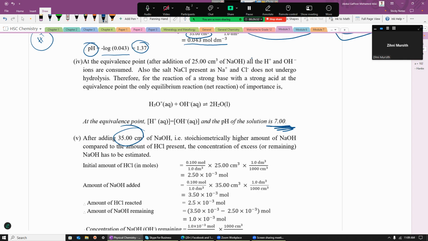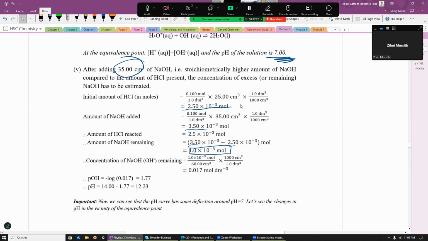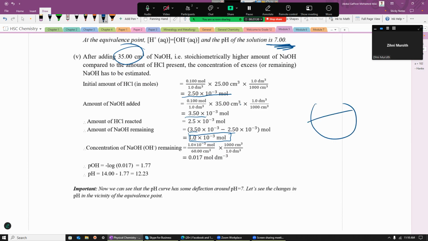So what will be remaining? NaOH will be remaining. So we have to again find the initial amount of HCl, that is, as we already discussed, 2.5, and the amount of NaOH added is 3.5. So 3.5 minus 2.5, 1 into 10 power minus 3 is the remaining NaOH, right? So if you added 35 milliliter of NaOH to the 25 milliliter acid solution, 1 into 10 minus 3 mole will be remaining as NaOH. So again we have to find out the concentration, right? Now tell me, you already had 25 milliliter of acid, and you have added 35 milliliter of base. So definitely the volume will be changed. Now what's the new volume? That is 60, right? 35 plus 25.